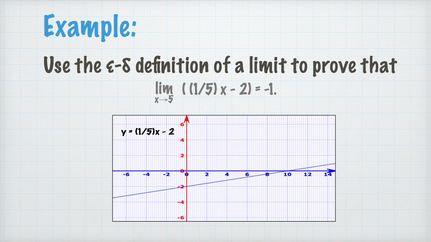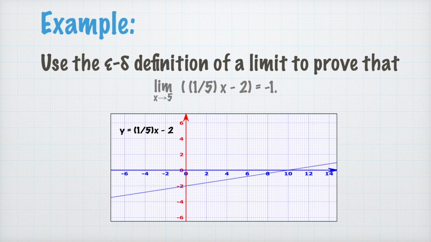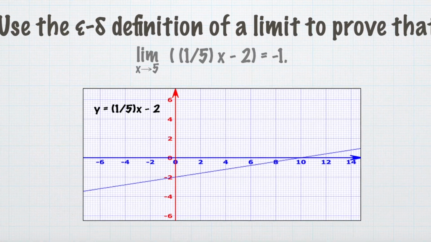So let's look at this example. Use the epsilon delta definition of a limit to prove that the limit as x goes to 5 of 1/5 x minus 2 equals negative 1. You can see the graph of the function here, and you can see that the limit as x goes to 5 looks like it is negative 1.